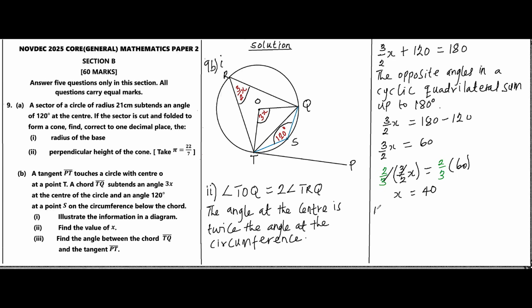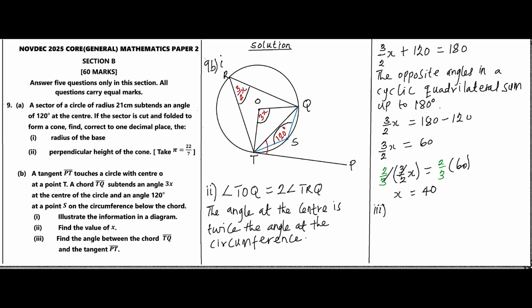Now, part II says we are to find the angle between the chord TQ and the tangent PT. So there is a chord TQ, and there is a tangent PT. So we are looking at this particular angle. That is what we are looking at. So how do we solve for this?